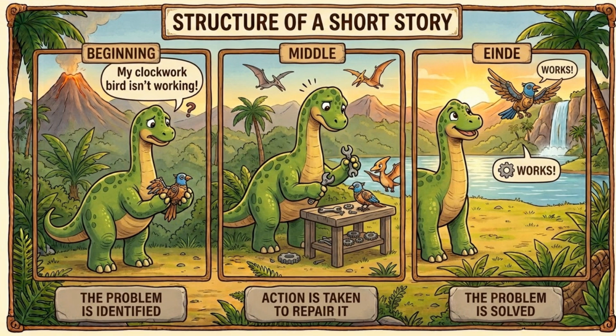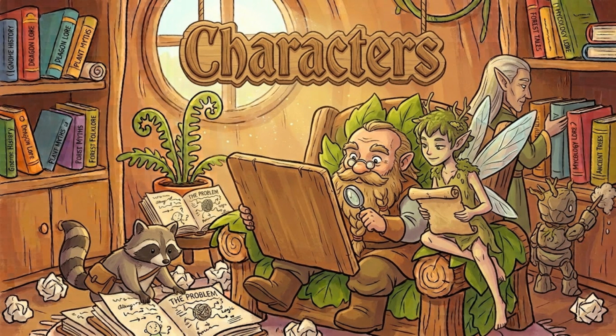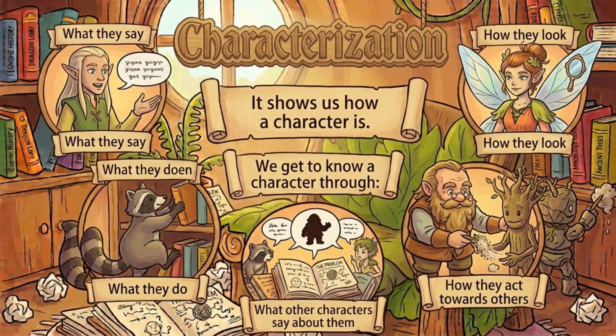Stories follow a clear structure: a beginning, where the problem is identified, a middle, where action is taken, and an end, where the problem is resolved. Characters are the people, animals, or imaginary creatures in a story. Every story has main characters who play the biggest role in the events, and supporting characters who help the story move forward. Characterization is the way an author helps us get to know the characters in a story. An author shows us a character through their actions, words, thoughts, feelings, and how other characters react to them.